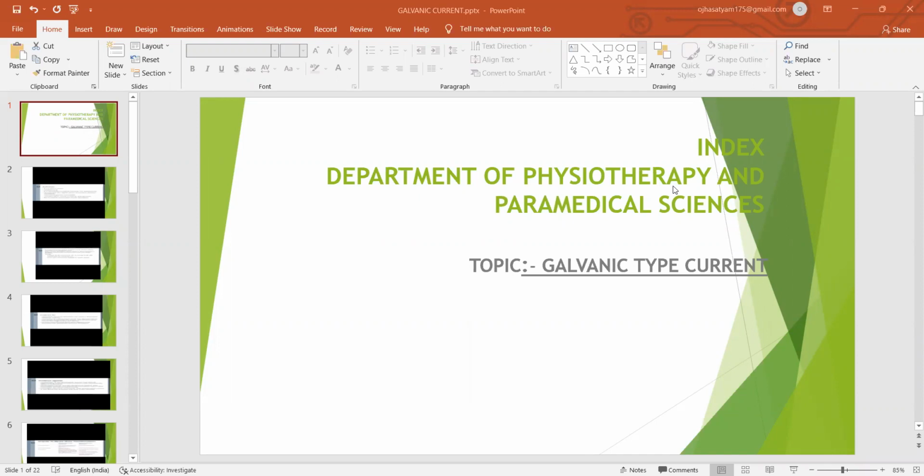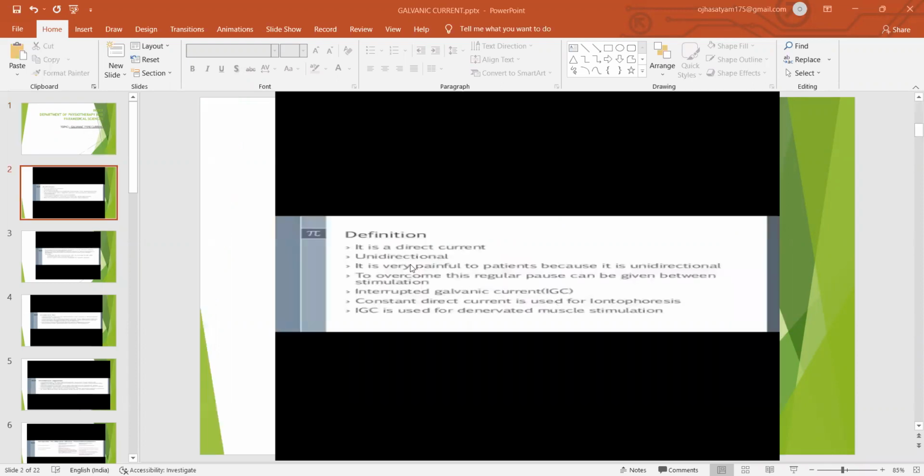Good afternoon to all. Today's topic: galvanic type current. First, the definition. What is the galvanic type current? It is a direct current. Galvanic current is a direct current.